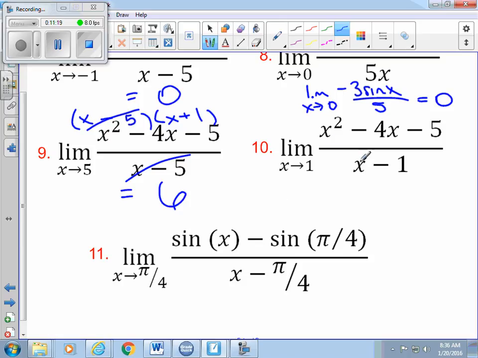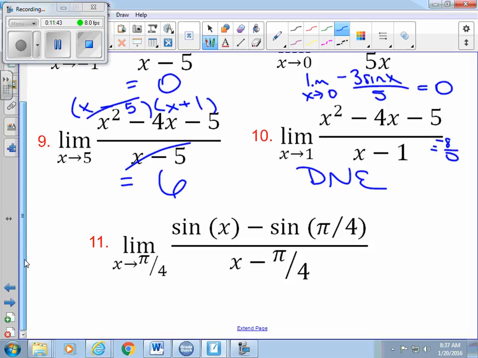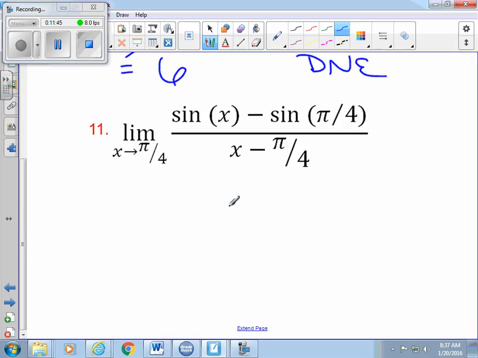Plug in 1. 1 minus 4 is -3. Minus 5 is -8. -8 over 0, right? What's that mean? Good. That limit does not exist because it's a vertical asymptote. At 1, I have a vertical asymptote, so that limit does not exist. And the last one.